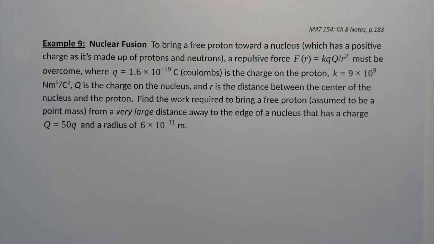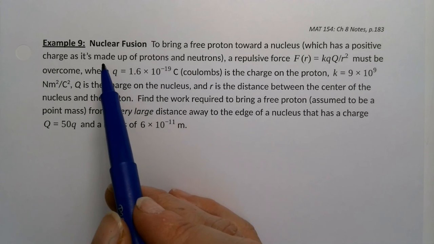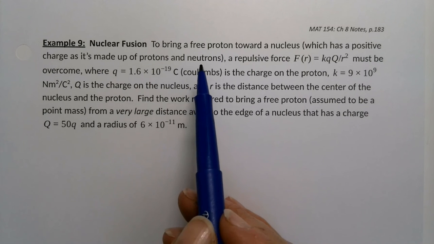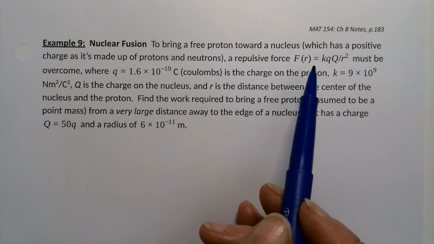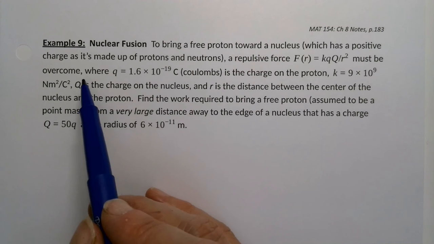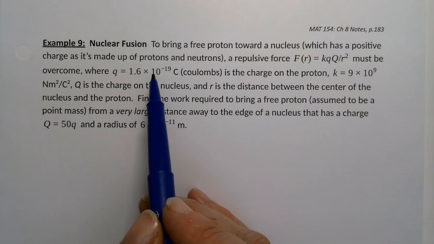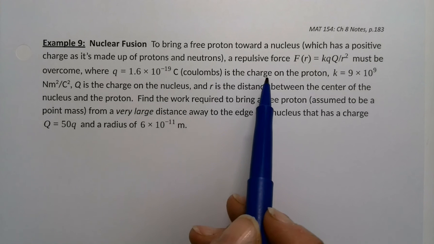Now here's an application we haven't done before. It's nuclear fusion. This will be fun. So to bring a free proton toward a nucleus, which has a positive charge and is made up of protons and neutrons, a repulsive force F of r equal to kqQ over r squared must be overcome, where q is equal to 1.6 times 10 to the negative 19 coulombs, which is very tiny, the charge of the proton.